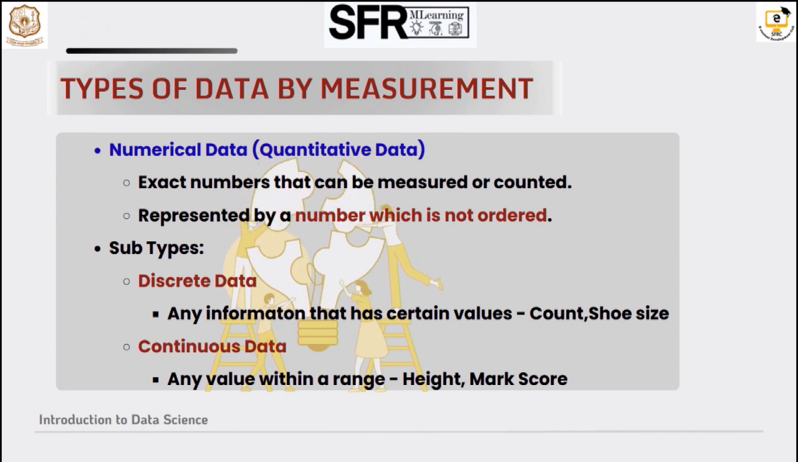Continuous data means any value that falls under a range. For example, height or mark score. If you consider marks, a student may secure 90.5% or 90.50% or something, but it should be between the range 0 and 100, isn't it? That's why it's called continuous data.